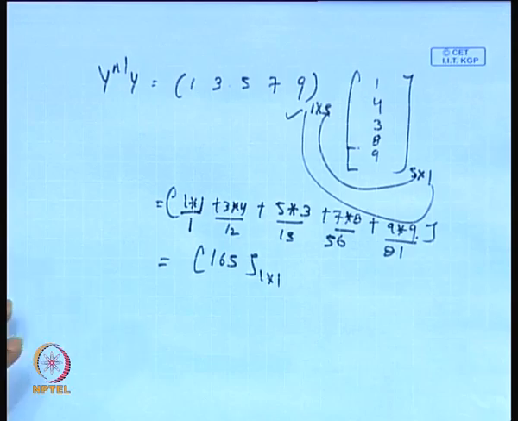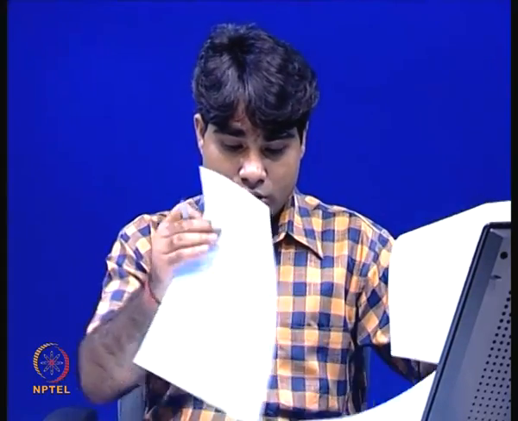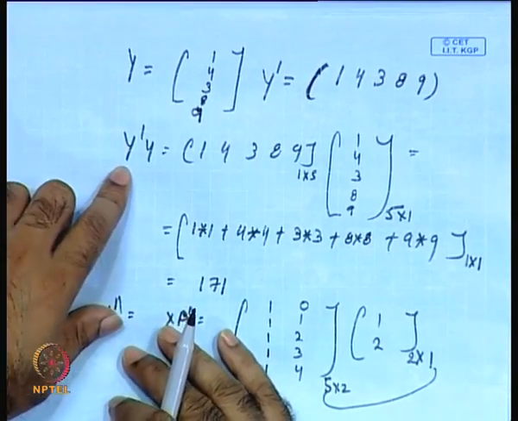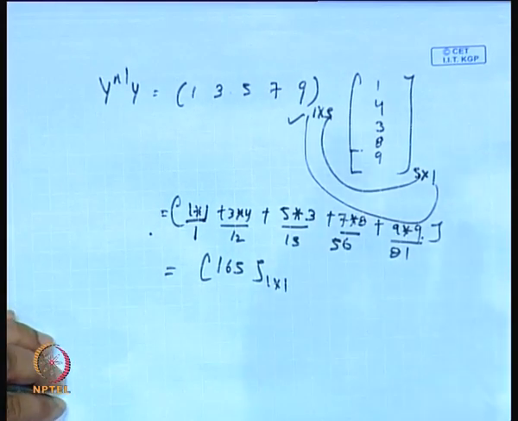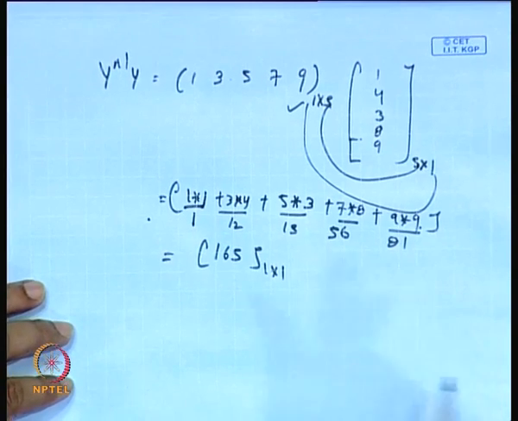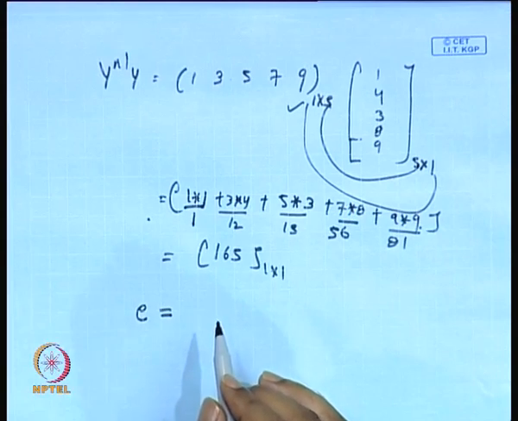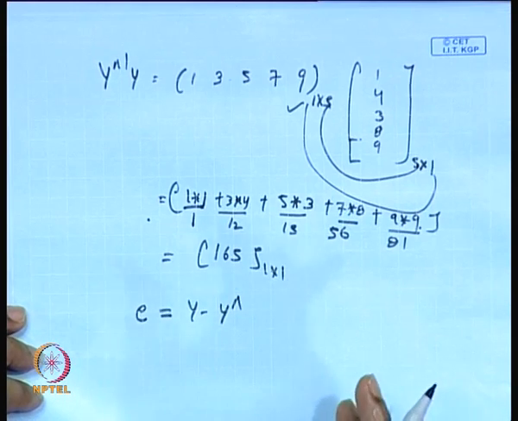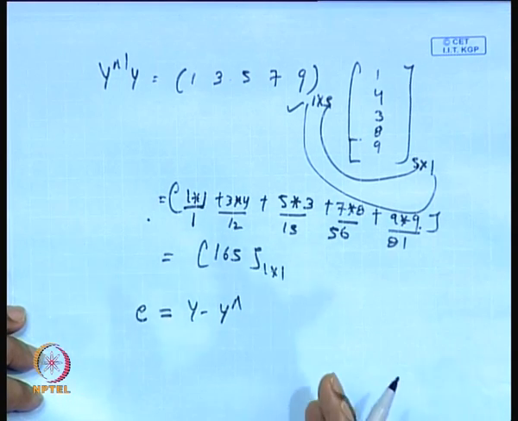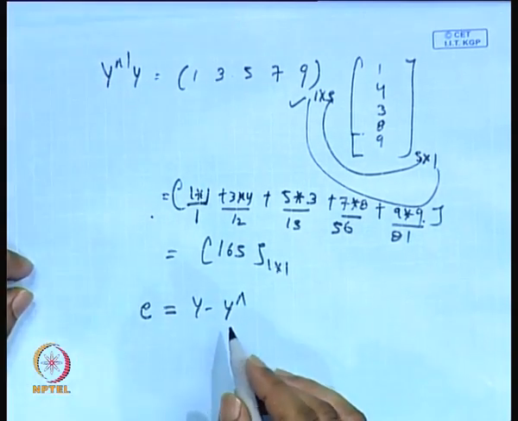Similarly, we have just calculated summation y square here. This is summation y square, and this is summation y head square. So we would like to have again summation e square. What is e? We need to know e first. e equal to y minus y head. What is y head here? y head is 1 3 5 7 9.